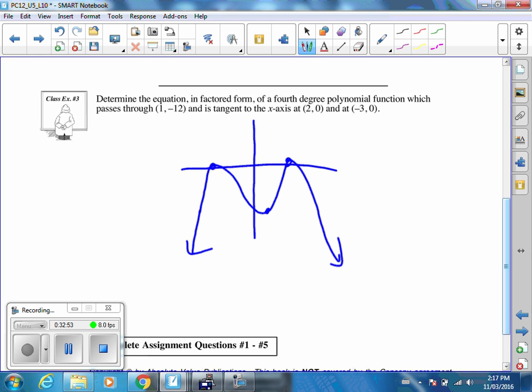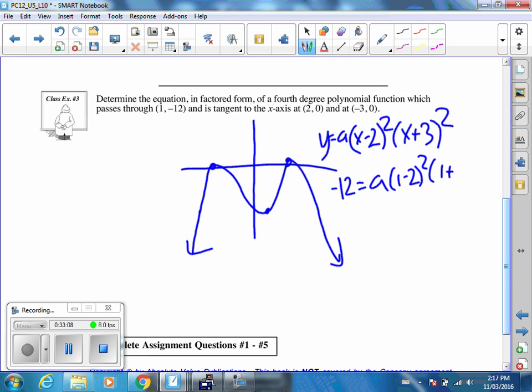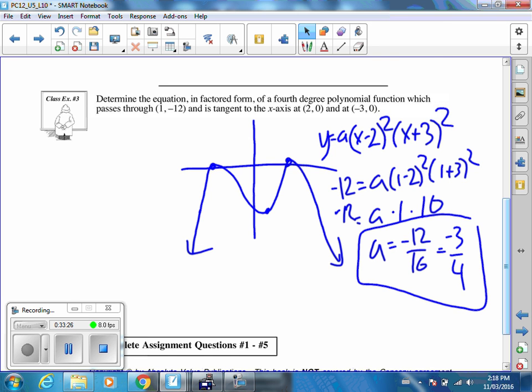So, y equals a times (x minus 2) squared (x plus 3) squared. Put in the point (1, negative 12). A times, this is just going to be 1. 4 squared is 16. Negative 12. So a equals negative 12 sixteenths, or negative 3/4. And that makes sense based on the way I drew it. It does all of that.